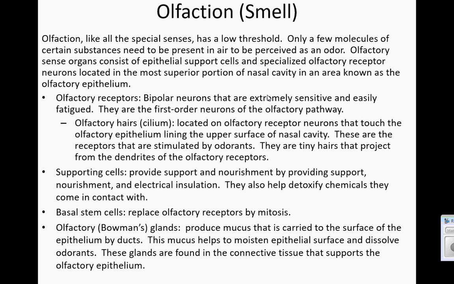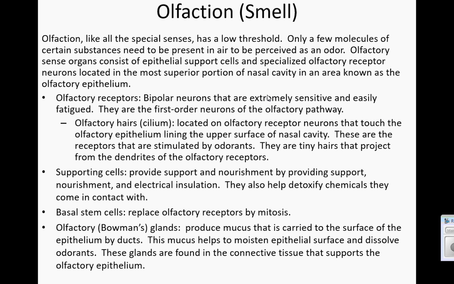Just like the other special senses, it has a very low threshold, which means that it does not require a lot of stimulus to create an action potential. Only a few molecules of certain substances are needed to be present in air to be perceived as an odor.